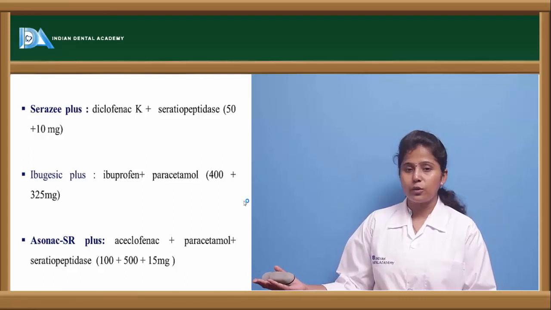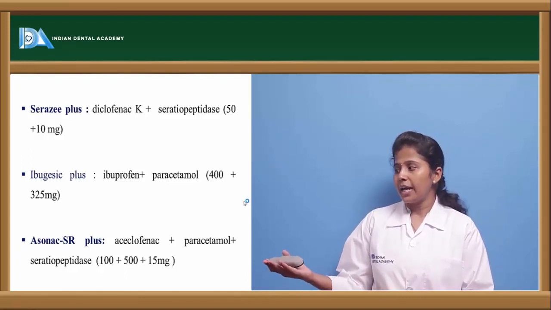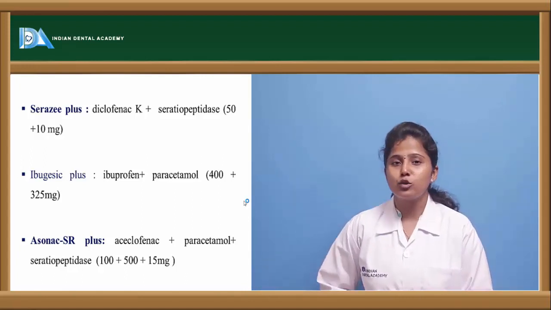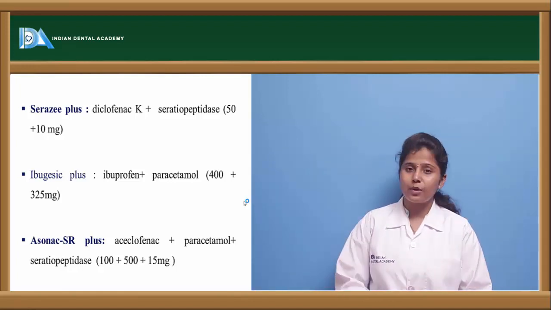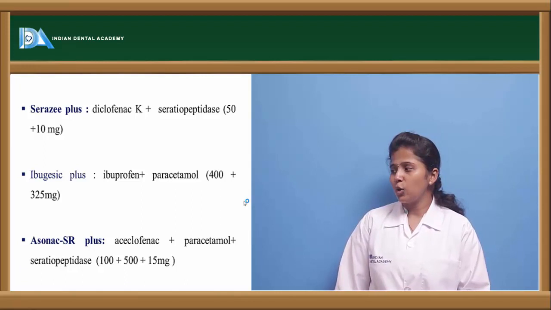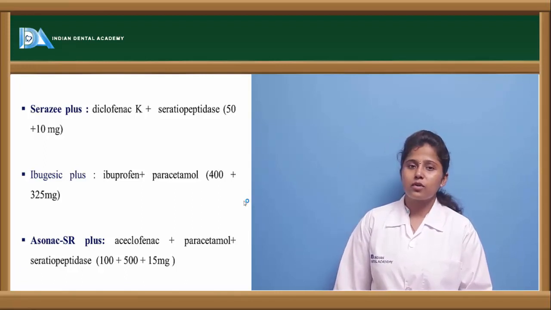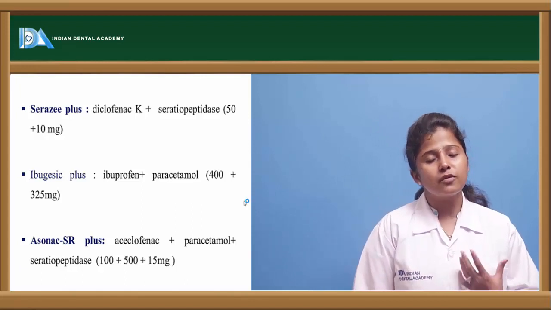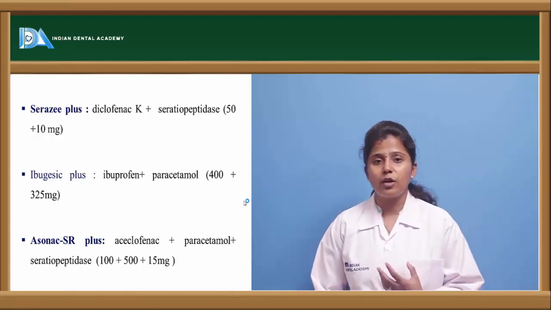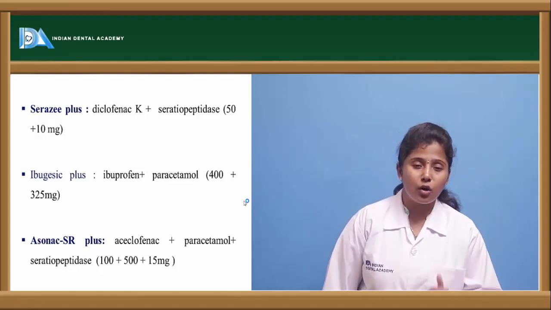And Ibugesic plus containing Ibuprofen and Paracetamol in the dose of 400 to 325 mg, and Esonac SR plus, which contains Diclofenac, Paracetamol as well as seratiopeptidase at the doses of 100, 500 and 15 mg. So these are all the combinations of marketed formulations. So these marketed formulations contain these NSAIDs in combination.